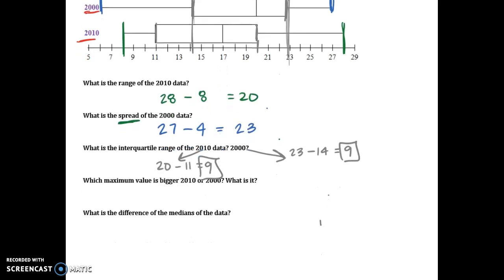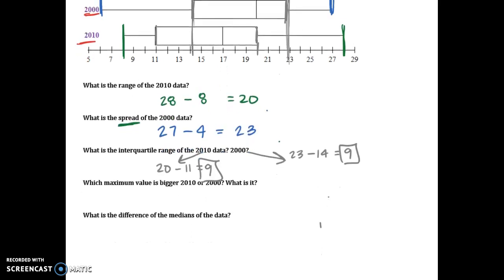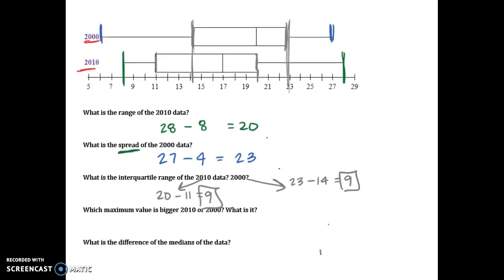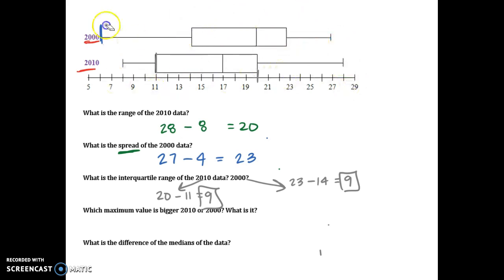Now, we got to do a little bit more thinking for the next ones. Which maximum value is bigger, 2010 or 2000? So you really just have to pay attention and know what is represented in the box and whisker plot. So here is your maximum value. The box and whisker plot that has a bigger maximum value is 2010, and it's 28.